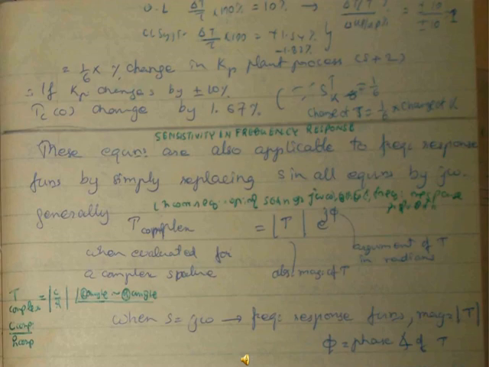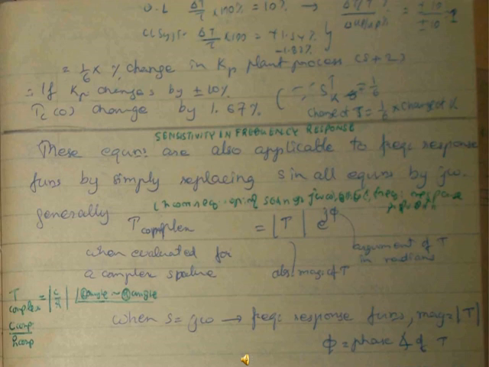That way there's a plus or minus 10% change in the parameter, or the T changes by plus or minus 1.67%. So these equations are also applicable to the frequency response function by simply replacing the s equation by j omega. So in this case we can calculate T complex is equal to T magnitude multiplied by e power j phi, where we substitute j omega instead of s. By this way you can calculate the frequency equation.